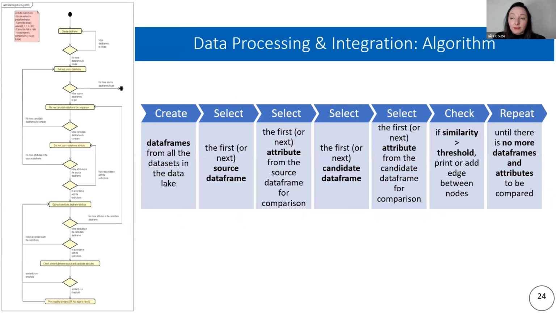The algorithm starts by creating a data frame from all the datasets we ingested into our data lake. Then the next step is selecting a source data frame, which will be the one to be compared with the other data frames. Next, we select the first attribute to be compared, then the first candidate data frame, and then the attribute on the candidate data frame. So finally, we check the similarity between the two attributes, and if the similarity is above a predefined threshold, we print the similarity or we add an edge among the data frame nodes on Neo4j. And we repeat this step until there are no more data frames or attributes to be compared.